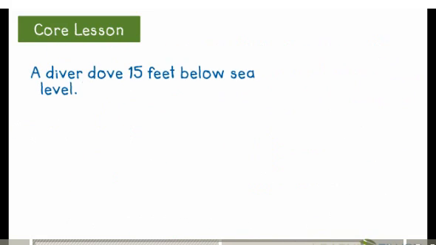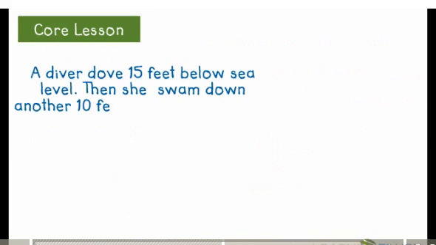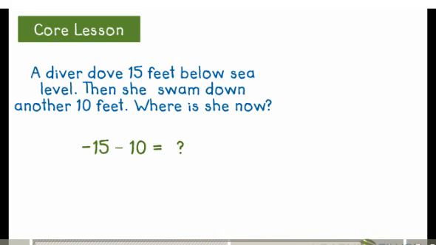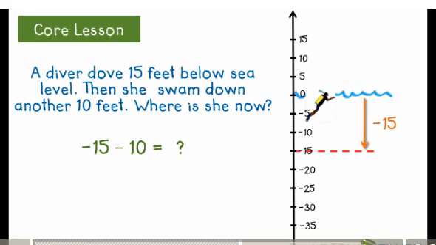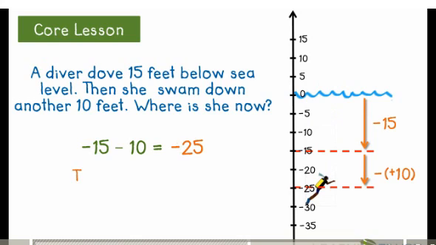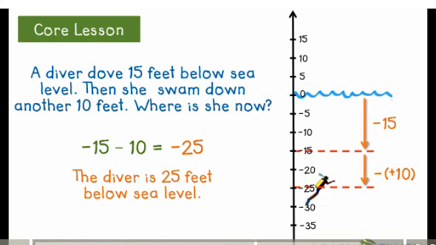A diver dove 15 feet below sea level. Then she swam down another 10 feet. Where is she now? -15 minus 10. The diver is starting at the surface, or 0 on our number line. She's diving down 15 feet, and then she's diving down another 10 feet. The diver is now 25 feet below sea level.